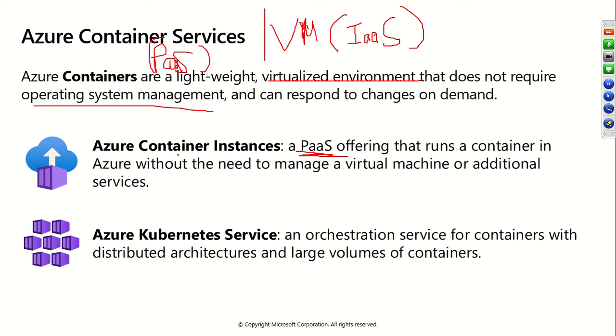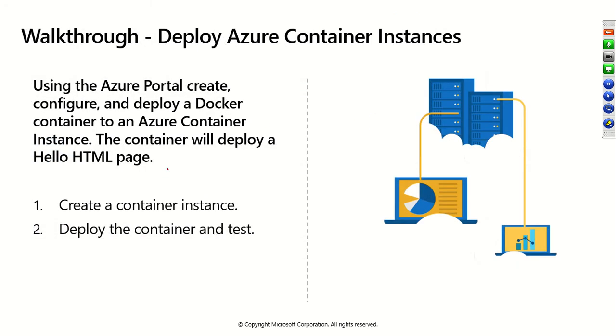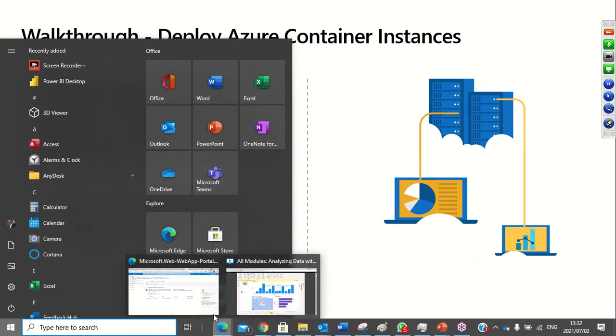Okay, so when you have multiple container instances, management of the container instances can be a bottleneck. To solve the issue with managing container instances, you create an Azure Kubernetes Service, which is called an orchestration service, a service that manages the containers when you have a large volume of containers. A walkthrough of how to deploy Azure Container Instance is also similar to what I did here before.